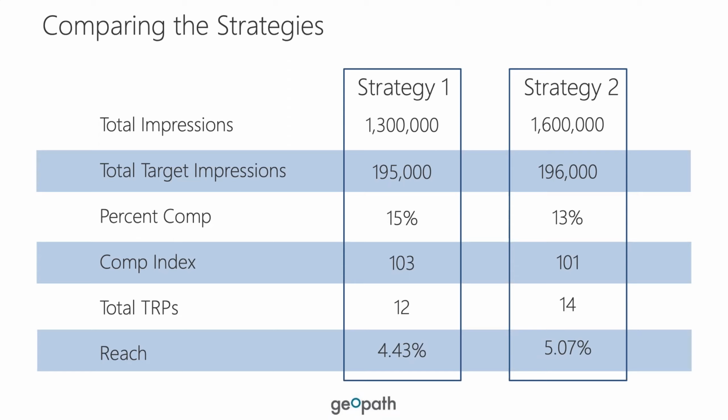Yeah, these ended up coming out almost exactly even. Granted, the first strategy is a little bit lower in total impressions, but it's indexing higher. The TRPs are lower, but the percent bump is higher. And the exact opposite could be said for strategy 2: the total impressions have a bump there, but it's not indexing as high. It's got a higher total TRP and a higher reach, but the percent comp is a little bit lower. And what's really interesting is that when it boils down to the total target impressions, they're only 1,000 off of one another, so they're almost exactly even.